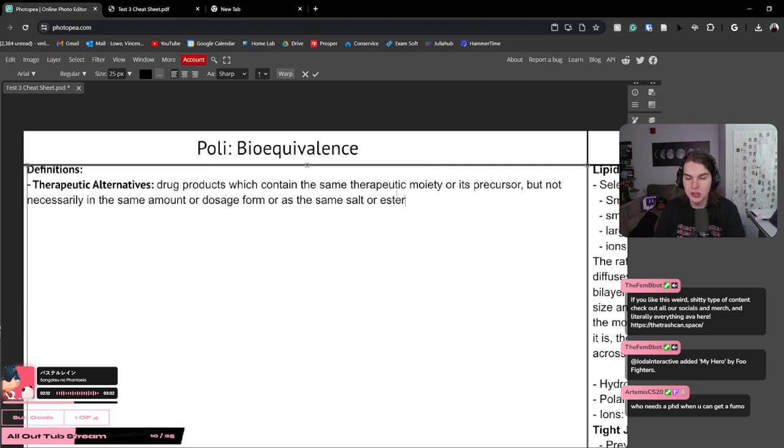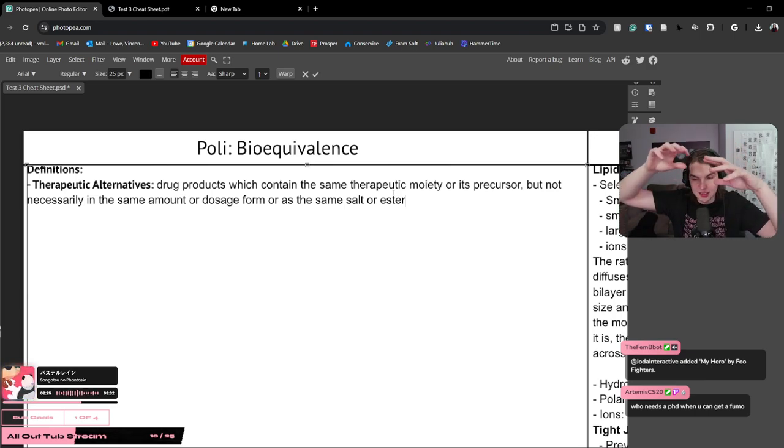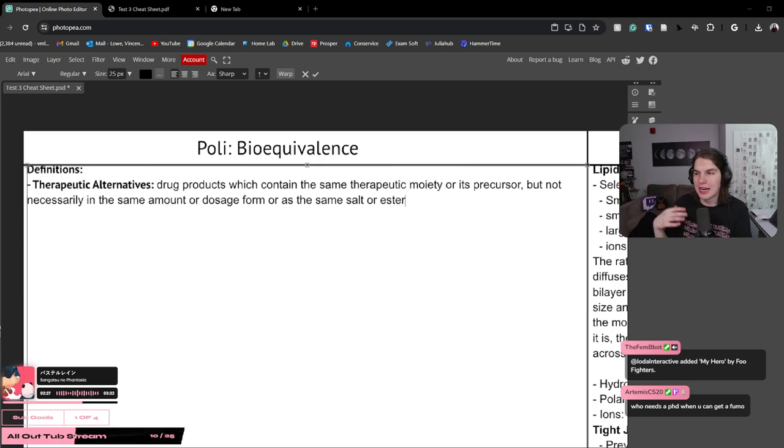But moiety is essentially like, it contains the same therapeutic target, or it's a precursor. Not necessarily the same amount or dosage form or the same salt or ester, but essentially it's the same drug, the same drug target. So they're going to act on very similar methods of action.